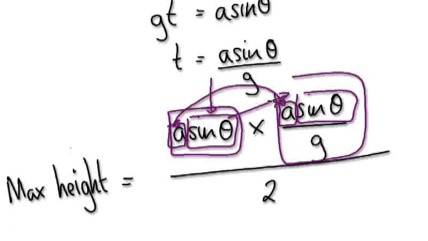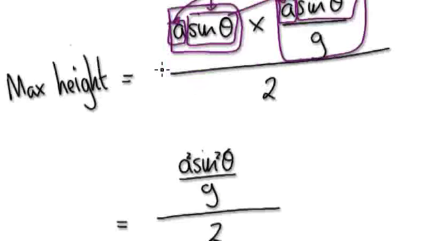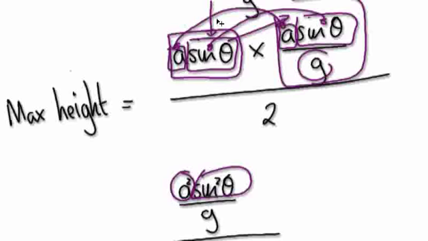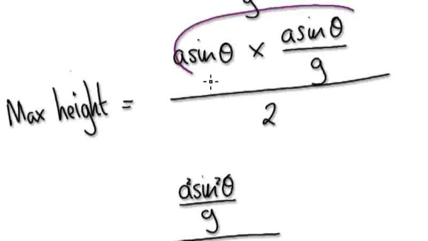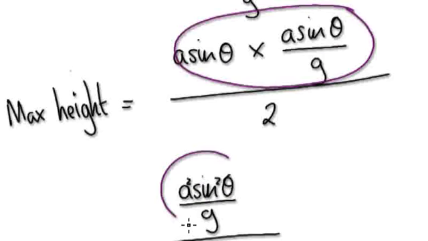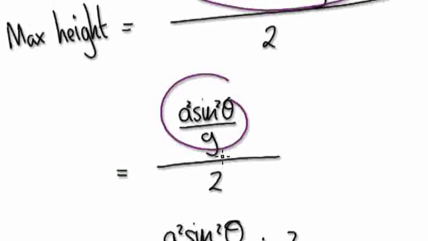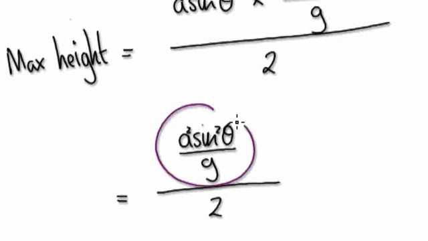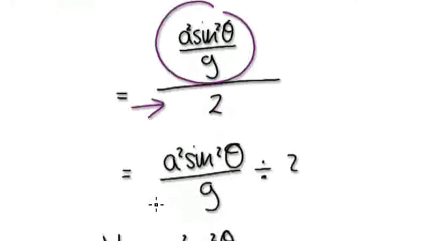So merge the two a's together. That will give you a squared here. And then sine theta times sine theta will be sine squared theta over g. So this whole fraction here is this bit here, and then you've got to divide it by 2. But then here it's really ugly because you've got a fraction within a fraction.